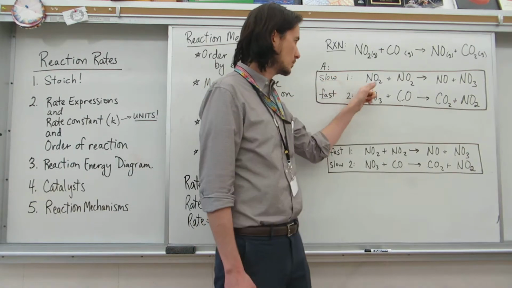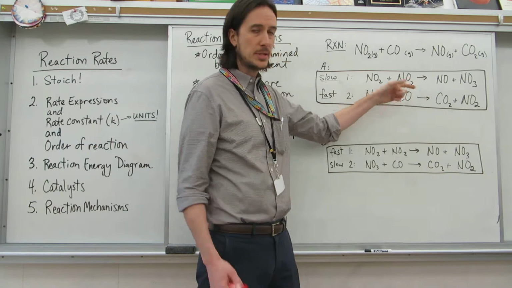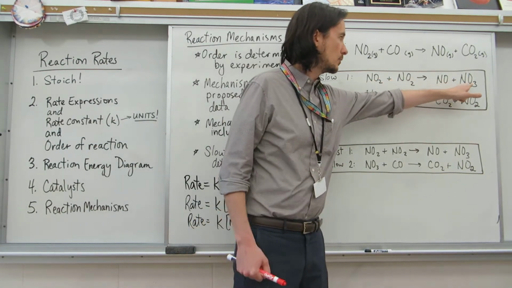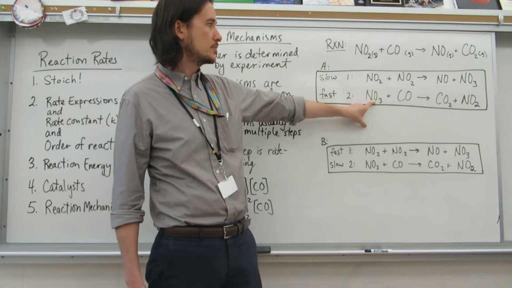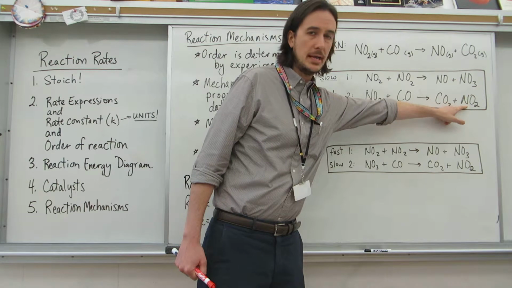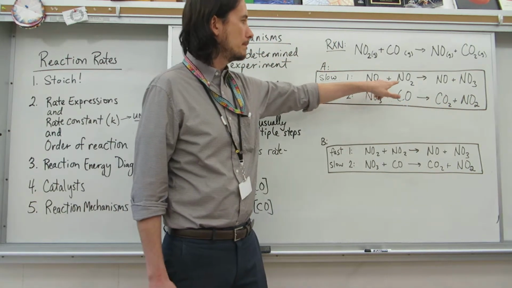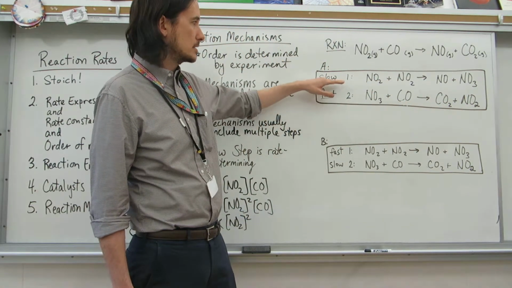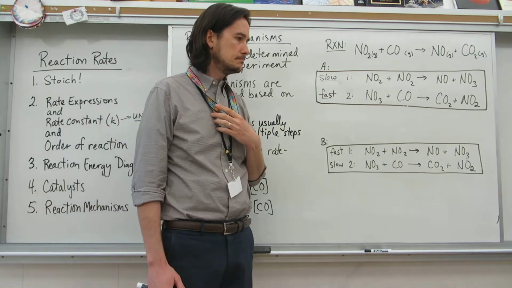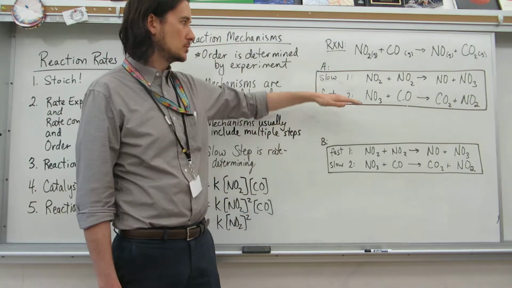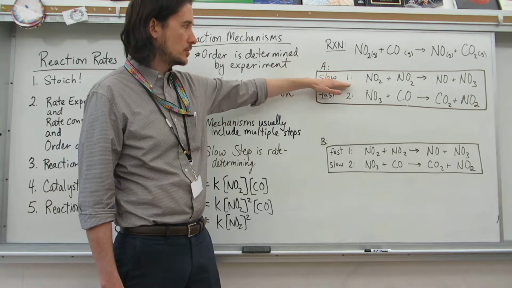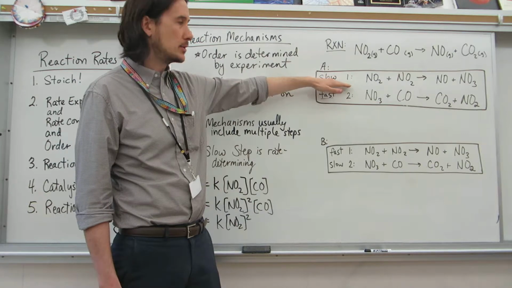As soon as, so we've got NO2 colliding with NO2, a bimolecular collision, and we get NO and NO3, but as soon as the NO3 gets made, it reacts with CO and gives us CO2 and another NO2 molecule. So yeah, this one's fast, this one's slow. So as far as matching rate laws with a reaction mechanism, only the first step here is going to matter.